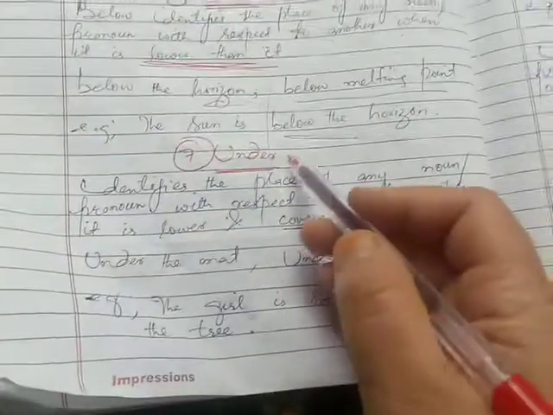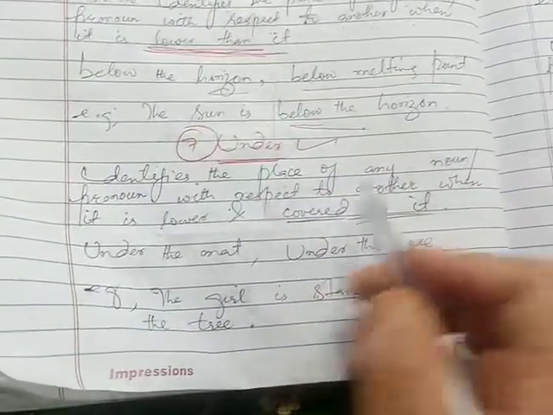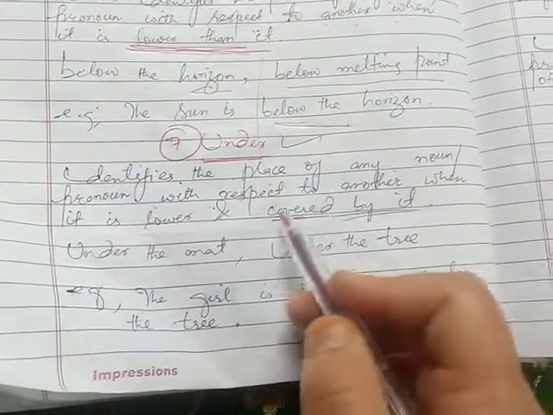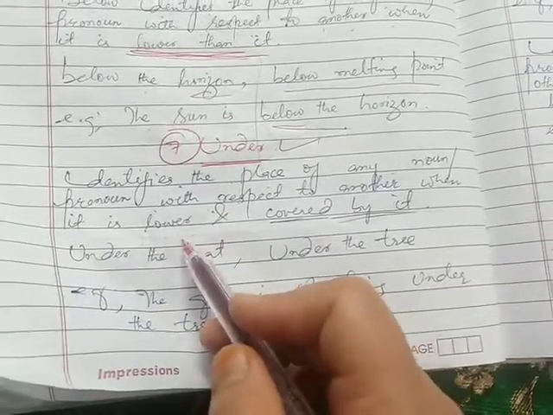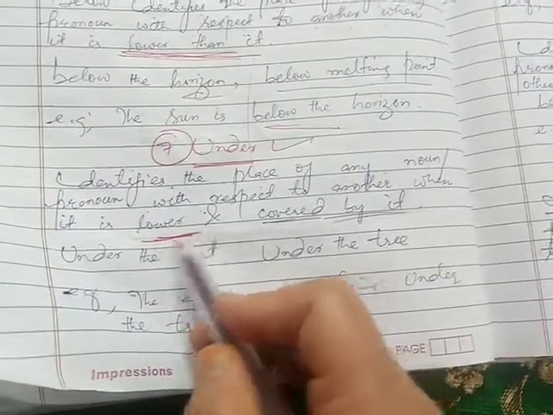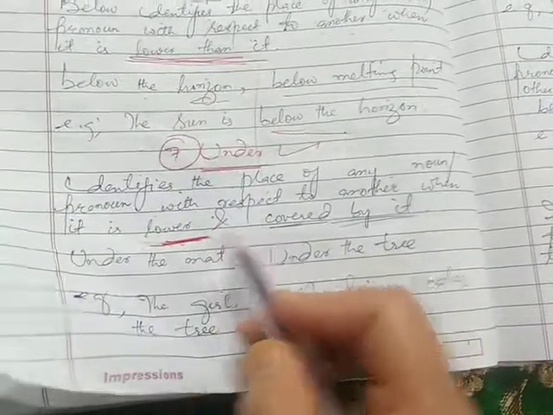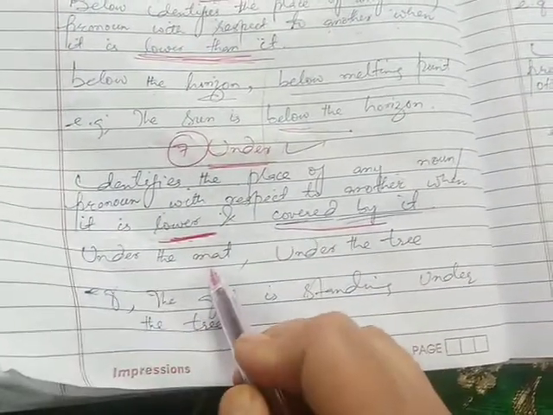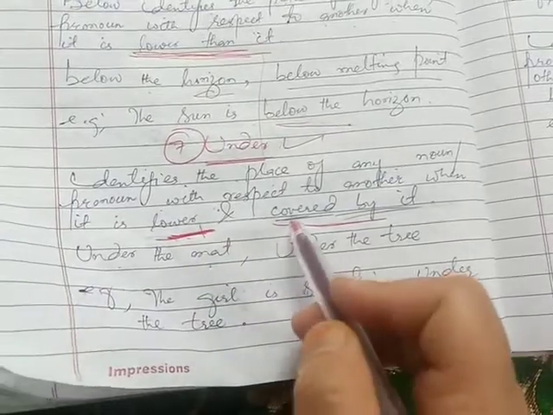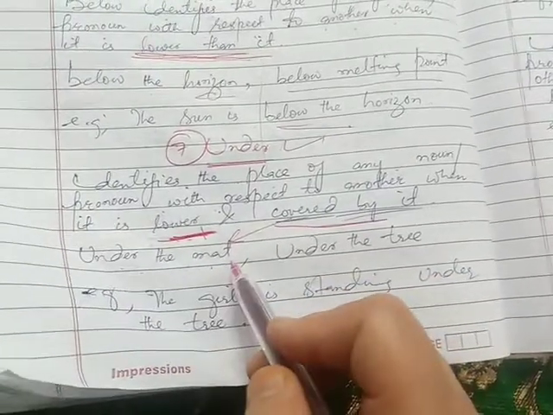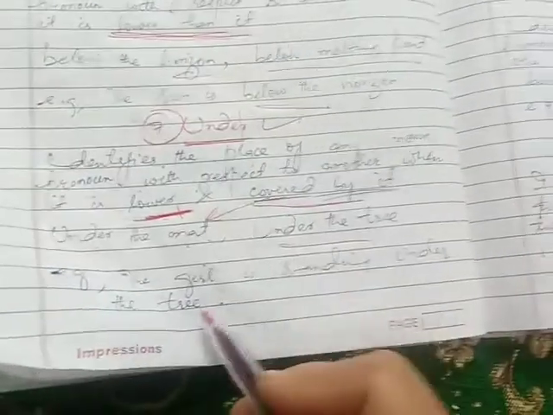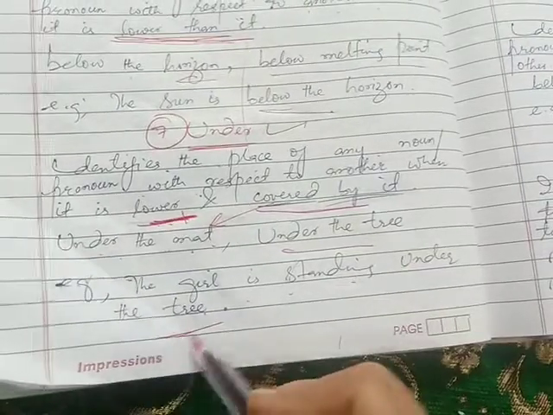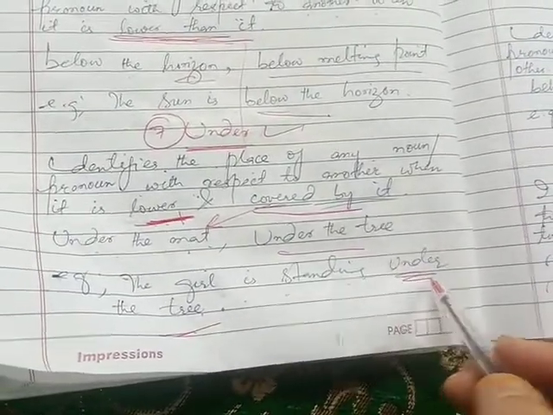Okay, then "under", my dear students. Under identifies the place of any noun or pronoun with respect to another when it is lower. First, its position is lower, and it is covered by it. For example, under the mat. First it is lower and also it is covered by the mat. Under the mat, under the tree. The girl is standing under the tree. Here we use the preposition "under".